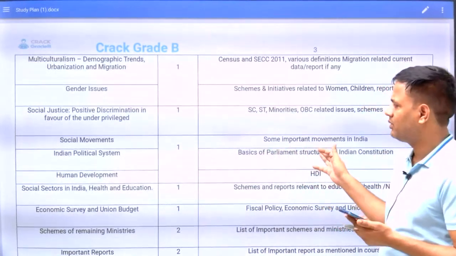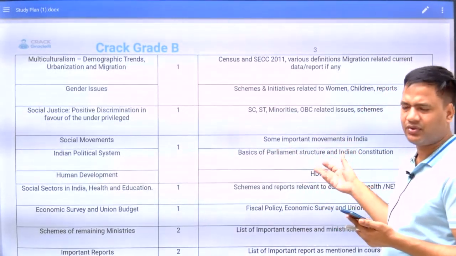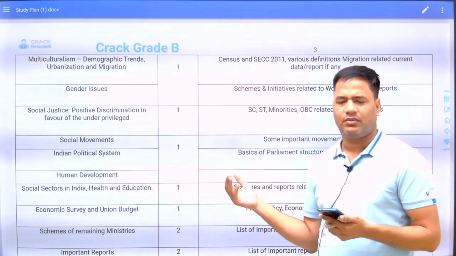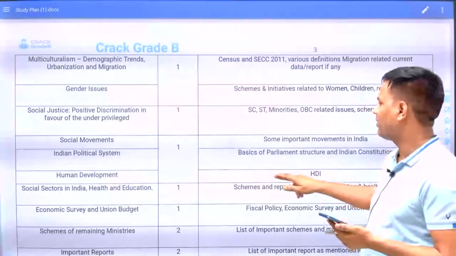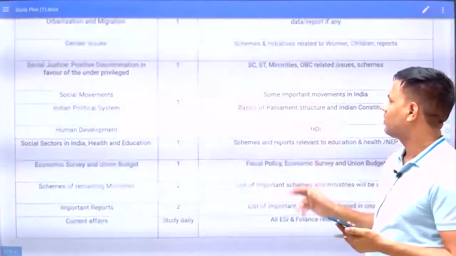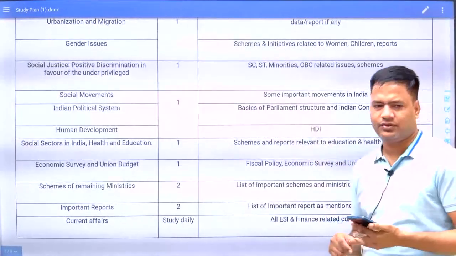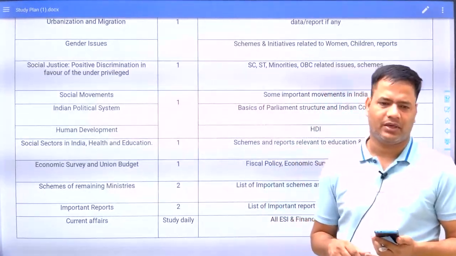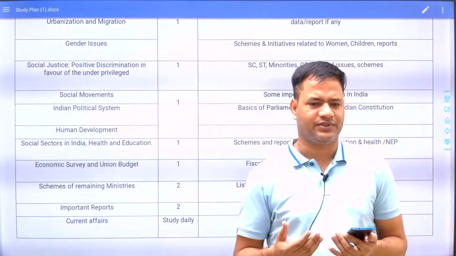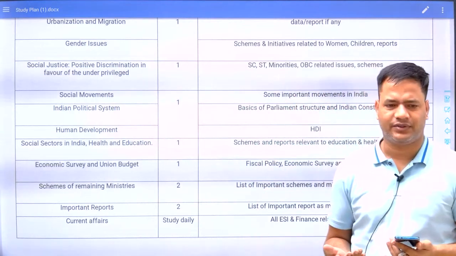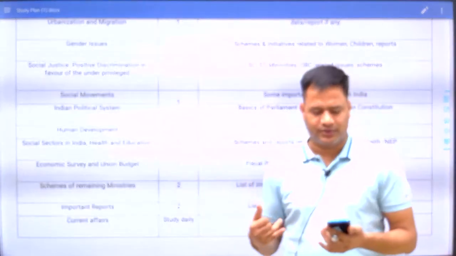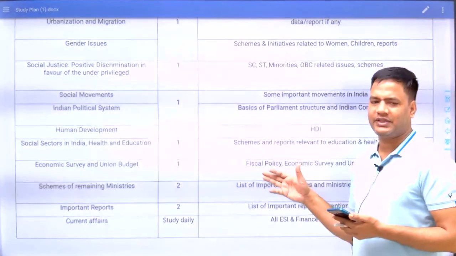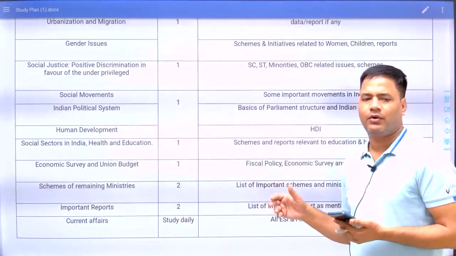Social movements are static, so you can go through some important social movements in India, but you can skip if you want to. Similarly, you can study the basics of parliament structure and the Indian Constitution, like Lok Sabha, Rajya Sabha, president's powers, prime minister, and the Constitution's basics, if you have enough time. Otherwise I suggest you skip this for phase one preparation.